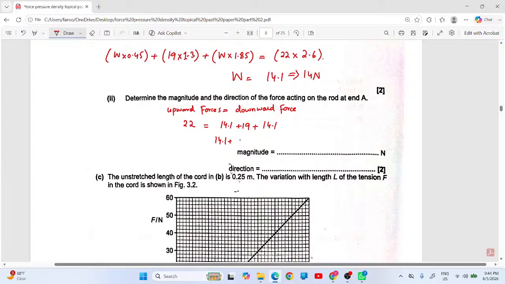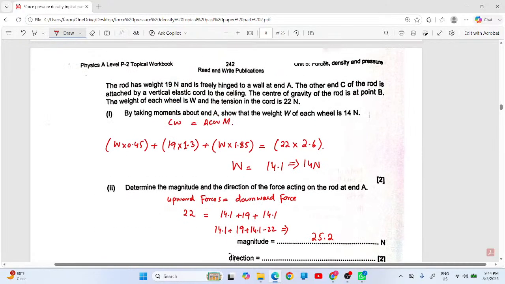14.1 plus 19 plus 14.1 minus 22. Is the answer plus or minus? 25.2. 25.2 Newton. Now what will the direction be? Goes down. Why? No, if we took it to the other side, it would become negative.